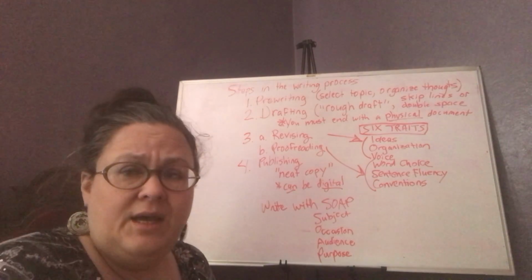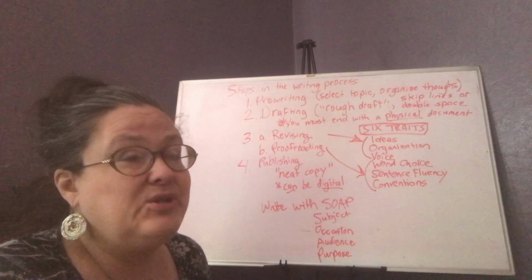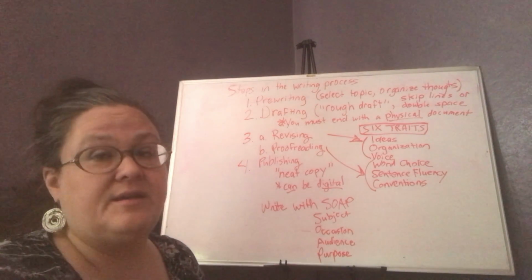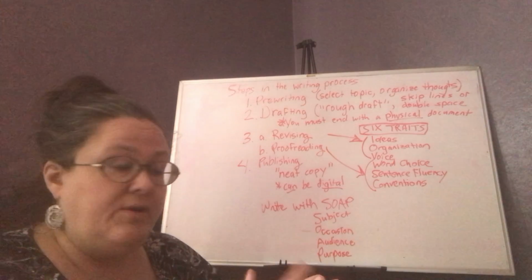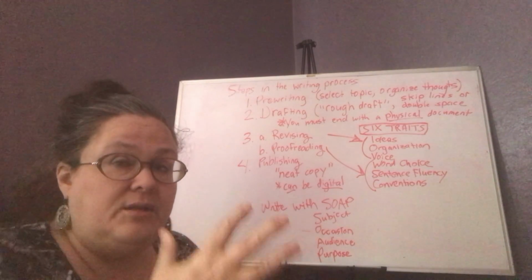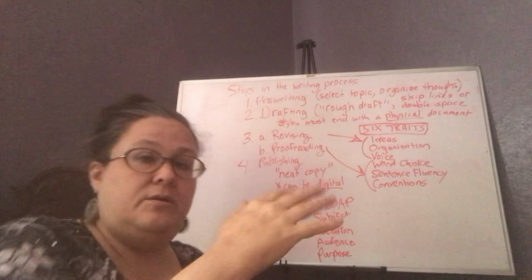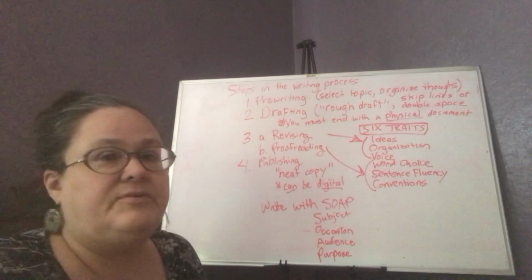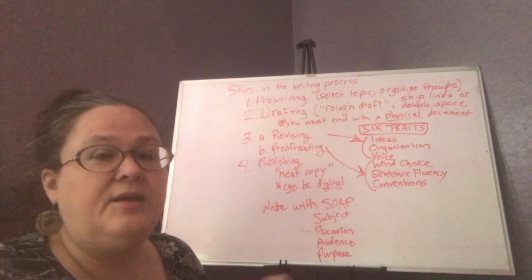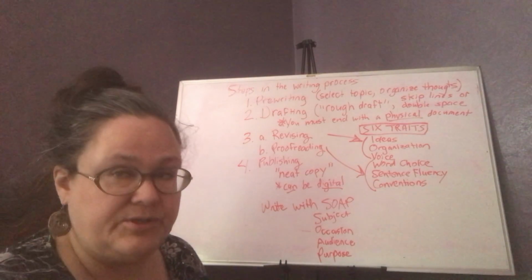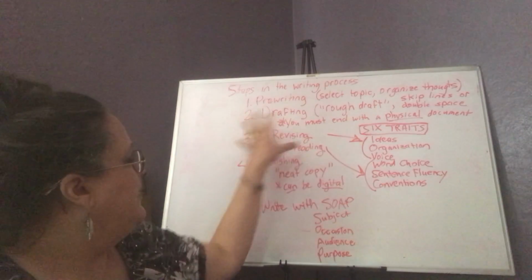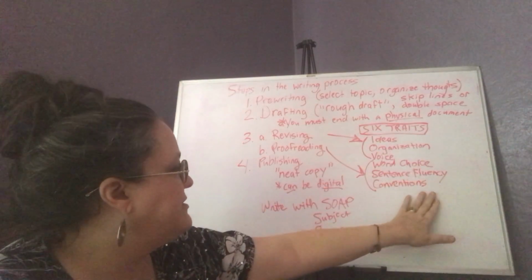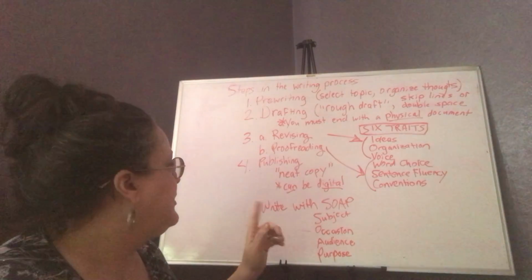Sentence fluency. You've got to remember these technical terms. Run-on sentences, comma splices, fragments, things like that. Or do you have all really short sentences and you sound like a robot when I am reading your paper out loud? Then those things go in sentence fluency. And conventions, like I said, grammar, punctuation, spelling, those things. All of that is part of step 3. Making sure you have these 6 traits correct in your writing.